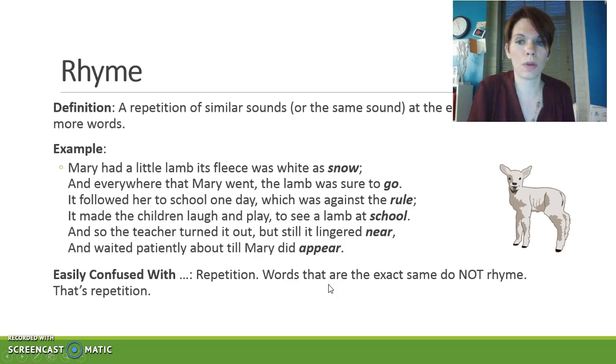Rhyme is easily confused with repetition. Words that are exactly the same do not rhyme. That's repetition. There are a lot of hip-hop artists who will use the same word at the end of every line, and that builds great rhythm, but it's not considered rhyme. It's just the same word over and over again, okay?